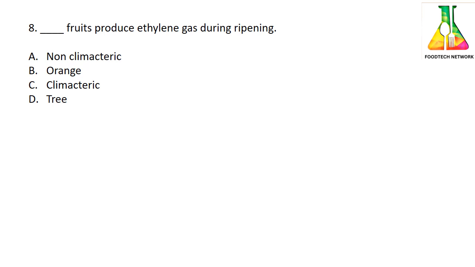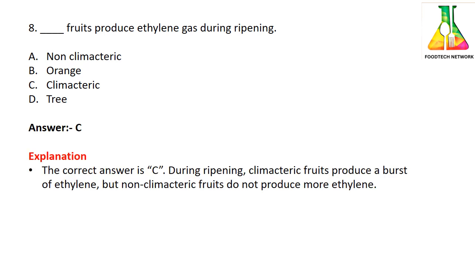Dash fruits produce ethylene gas during ripening. Option A non climacteric, option B orange, option C climacteric, and option D tree. There is option C, that is climacteric. During ripening, climacteric fruits produce a burst of ethylene, but non-climacteric fruits do not produce any kind of ethylene or not in much quantity of ethylene.